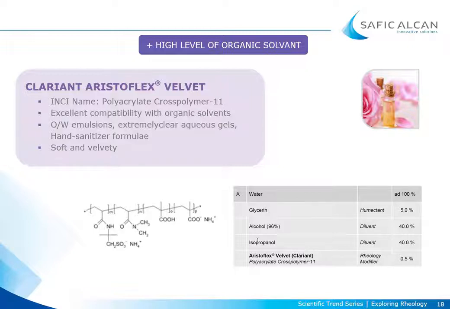As you can see in the formula on the right, with Aristoflex Velvet, you can formulate up to 80% organic solvent. It's a great tool for you to formulate hand sanitizers, which are very trendy products right now.